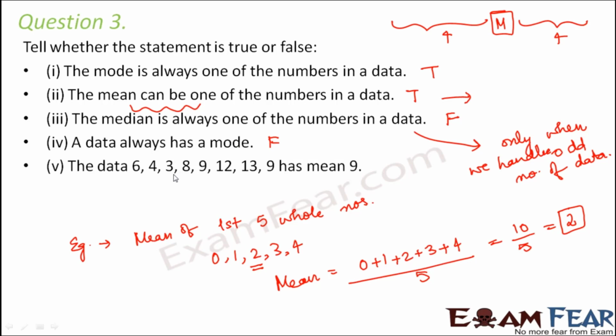The data 6, 4, 3, 8, 9, 12, 13, 9 has mean 9. For this we will actually have to calculate the mean of this data. This would be 6 plus 4 plus 3 plus 8 plus 9 plus 12 plus 13 plus 9 divided by 9. And when you actually calculate it, the mean comes out to be 8. So the mean is not 9, the mean is 8. So this is false.